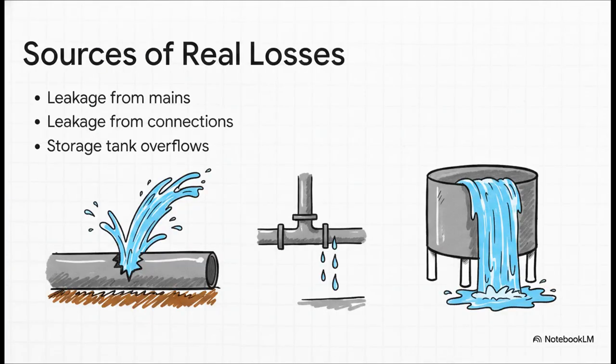So what are the actual physical culprits of these real losses? We're talking about literal water escaping the system. This includes leakage from the main pipelines, bursts at those service connections we just talked about, or even instances where storage tanks physically overflow. And just to reiterate a really vital rule for this SASB standard, any losses related to wastewater or stormwater services are strictly excluded from this calculation. We are only tracking distributed water here.